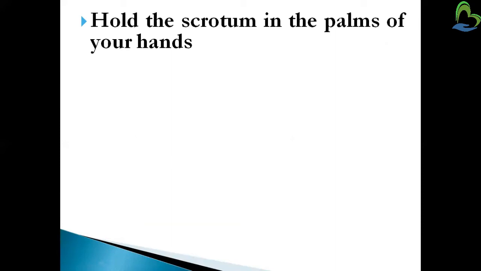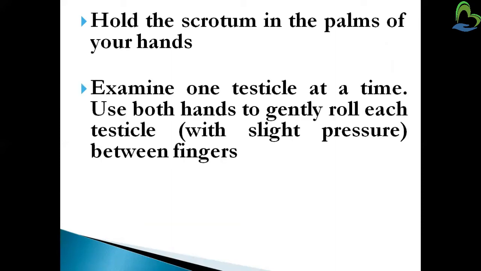Hold the scrotum in the palms of your hands. Firstly, take a bath and use the help of a mirror. Take the scrotal skin in your palms, then examine one testicle at a time, from the upper side to the lower side. Use both hands to gently roll each testis with slight pressure between your fingers, so you can easily find any mass formations or other deformities in the testes.